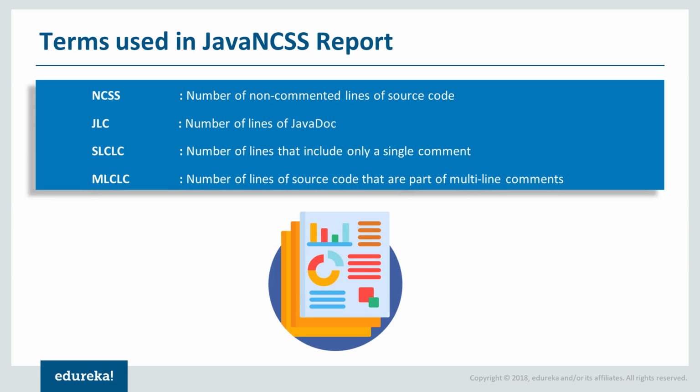NCSS, as we have seen, stands for non-commented lines of source code. That is what it shows. JLC stands for number of lines of Java doc. SLCLC tells the number of lines that include only a single comment, and MLCLC is the number of lines of source code that are part of multi-line comments. So that completes the lecture on the different types of code analysis or code quality analysis.